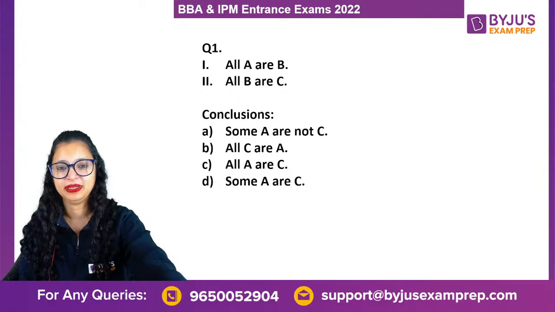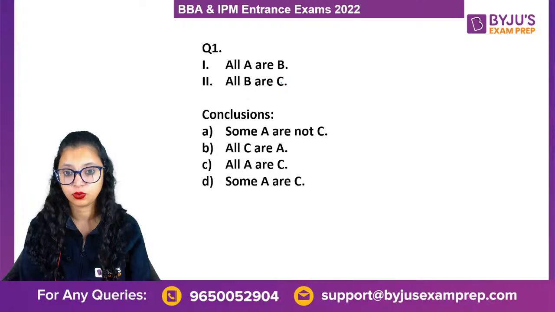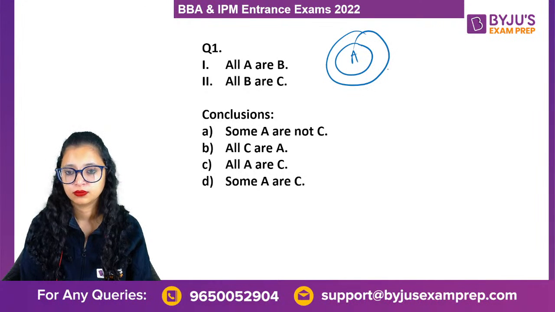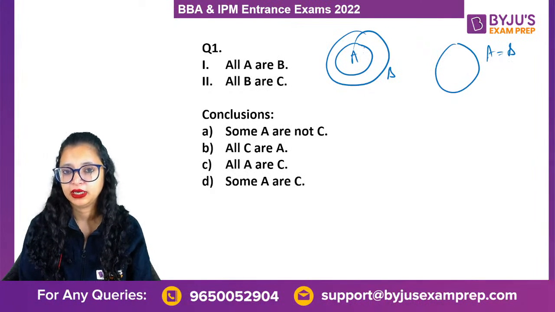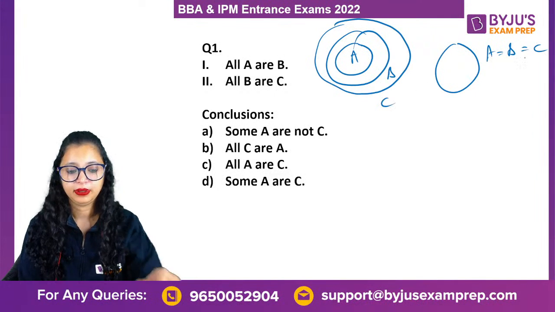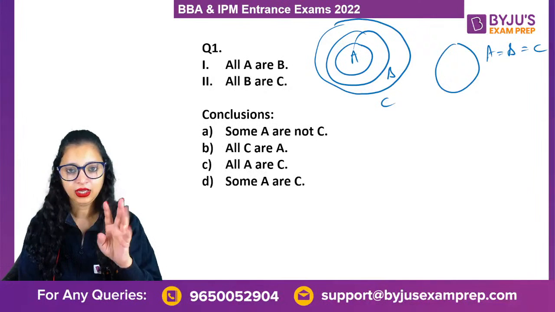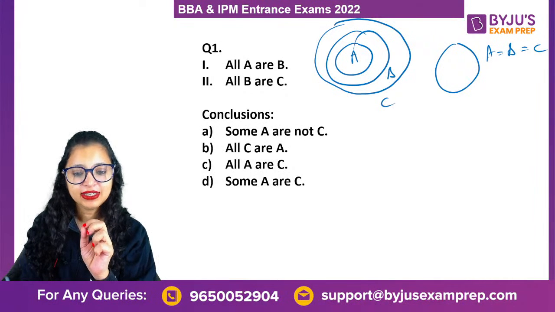Now, let me give you some insight. Let me show you how to make Venn diagrams for this question. Then you can check the conclusions, okay? All A are B. Two scenarios. Second, all B are C. That's how you combine the two statements. Did everyone understand how the combination was made? Yeah?